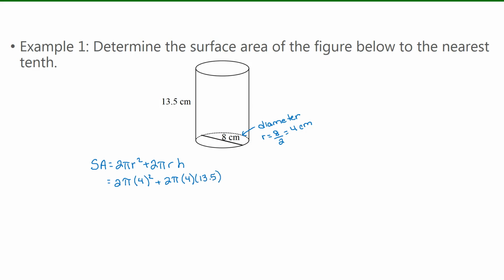Now when I go to plug this into my calculator, I'm going to press my pi button, which should be on most scientific calculators. If you use 3.14, then our answers might differ slightly because of rounding. So use the pi button if you have it. 2 pi r squared, this is 100.5, and 2 pi r h is 339.3. Adding that together, we get 439.8 centimeters squared.